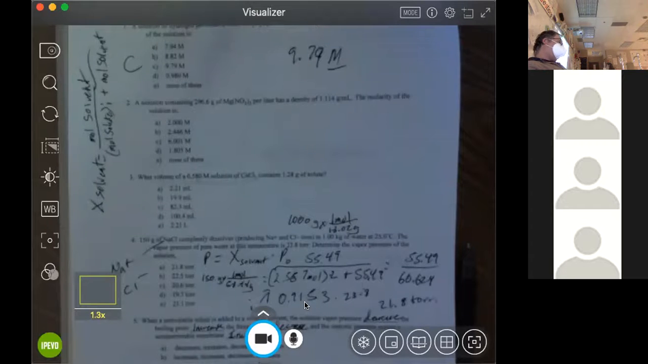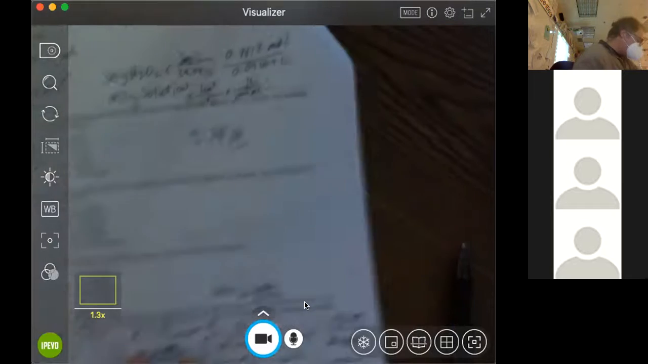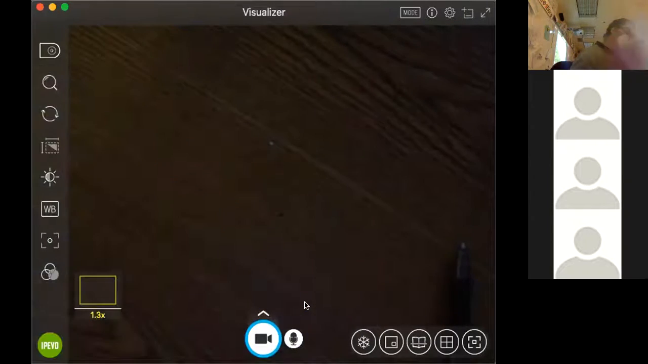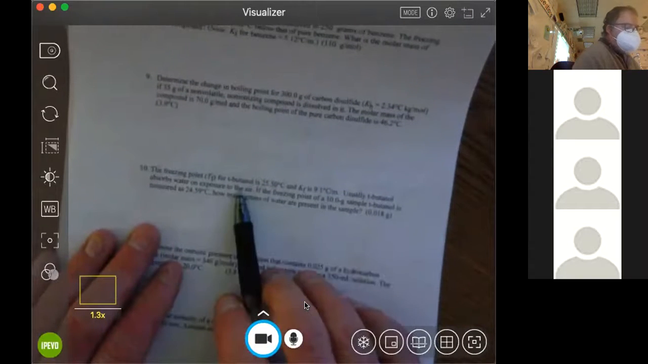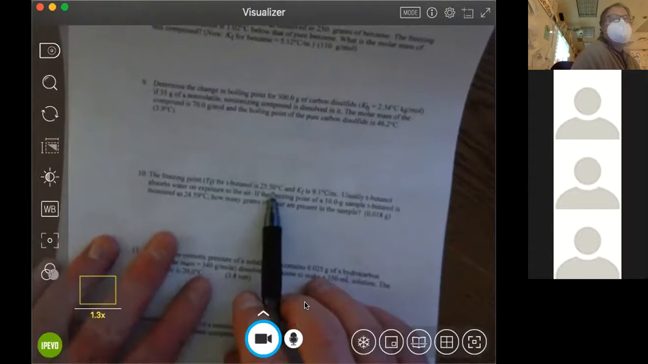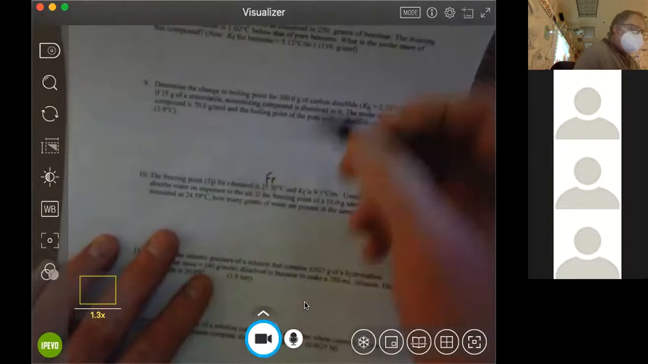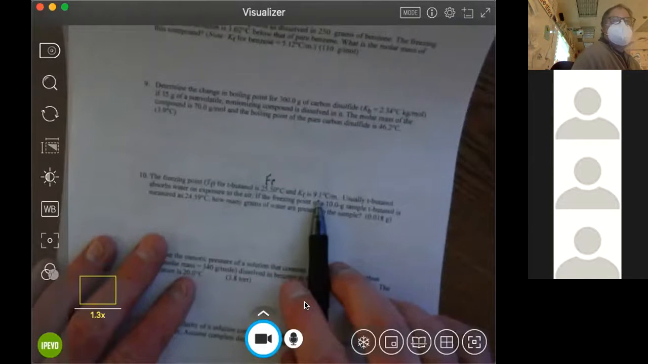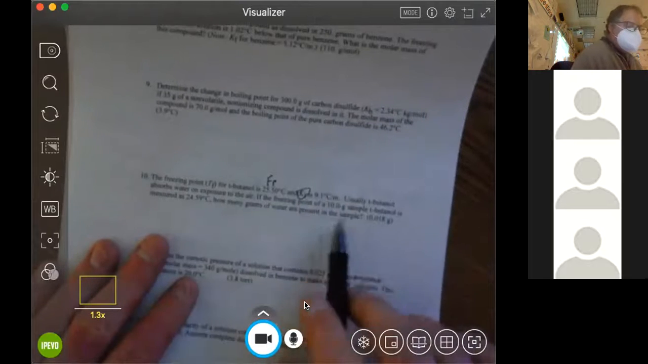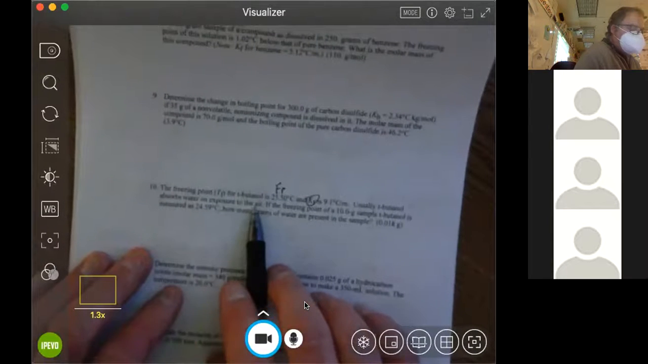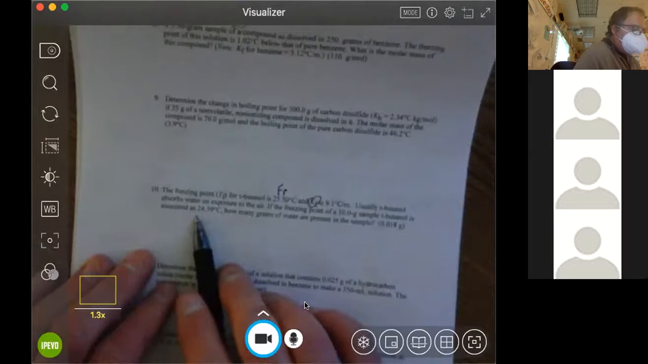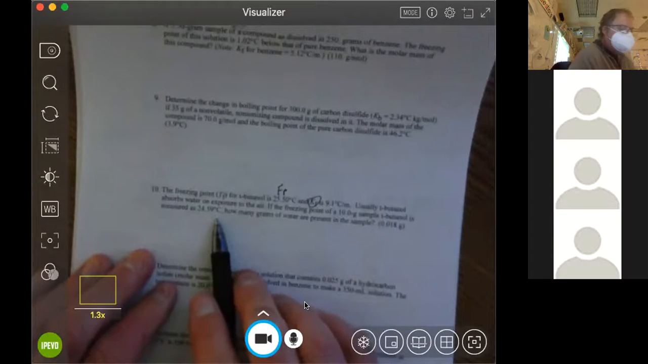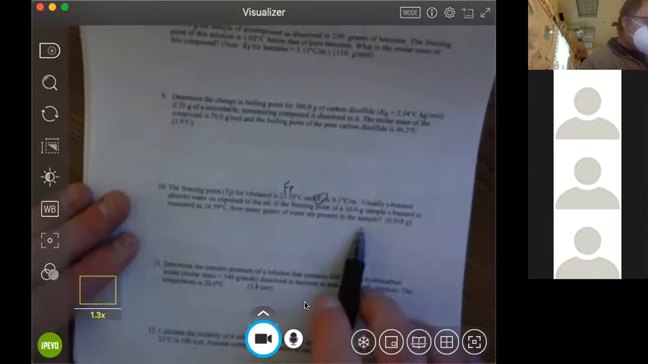I had a quick question on number 10, on page 16. Number 10 on page 16. Yep. The freezing point for tert-butanol is 25.50. So there's the freezing point. And the Kf for tert-butanol is 9.1. So there's my Kf. Usually tert-butanol absorbs water on exposure to air. But the freezing point of a 10-gram sample of tert-butanol is measured to be 24.59 degrees Celsius. How many grams of water are present in the sample?